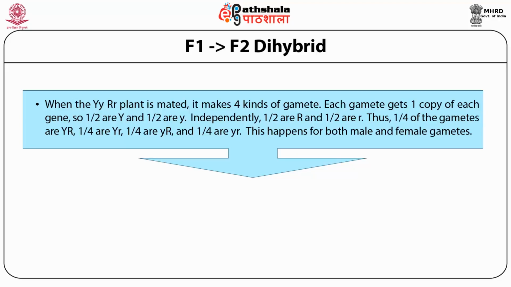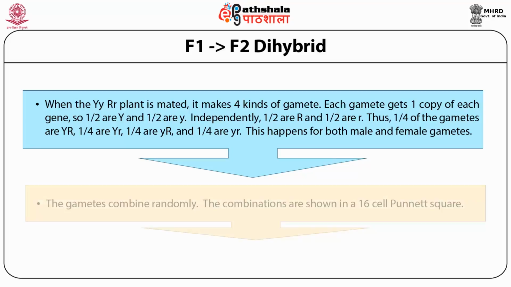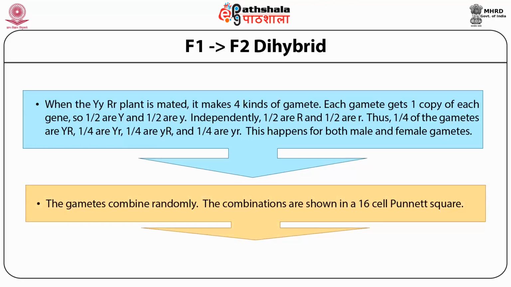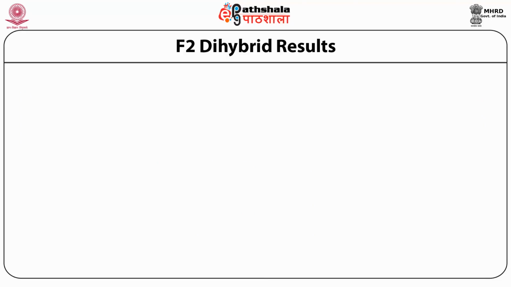Thus, 1/4 of the gametes are capital Y, capital R, 1/4 are capital Y, small r, 1/4 are small y, capital R, and 1/4 are small y, small r. This happens for both male and female gametes. The gametes combine randomly. The combinations are shown in a 16-cell Punnett square. F2 dihybrid results.